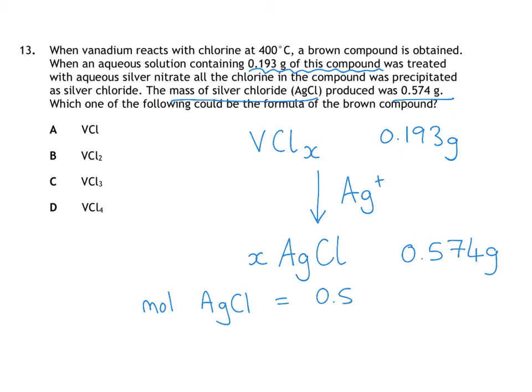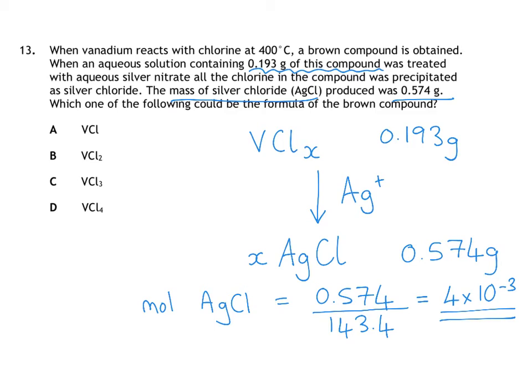So 0.574. And if I add up the mass of silver and chlorine, you get 143.4 as the molar mass. And that gives me an almost perfect number of moles of 4 times 10 to the minus 3. Certainly to 3 significant figures, it'd be 4.00. So that's my moles of silver chloride.